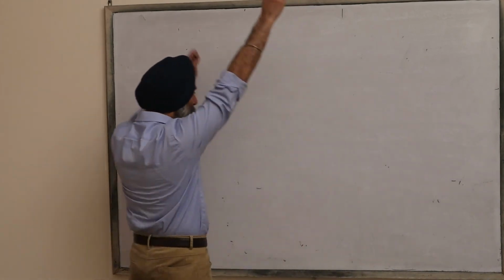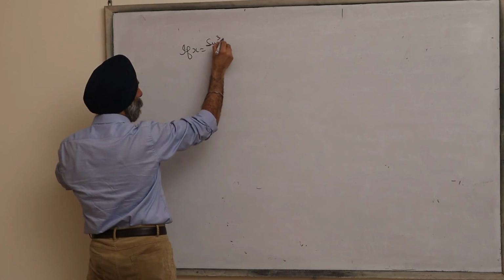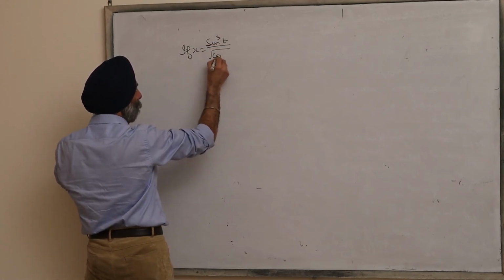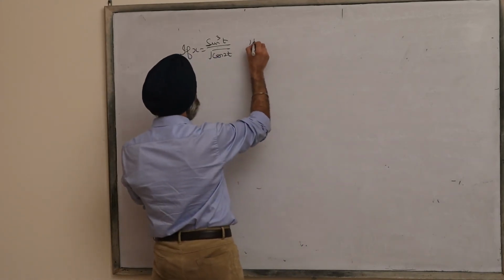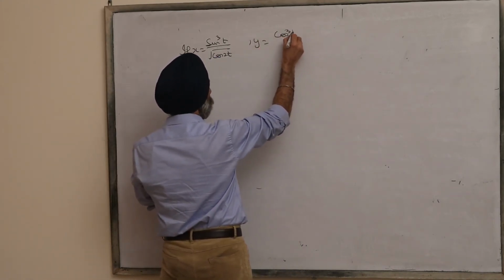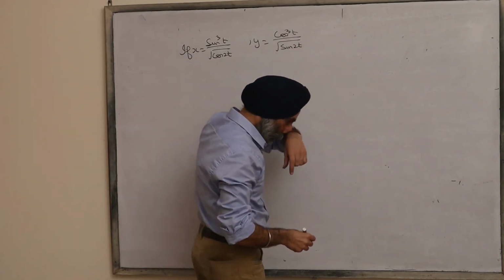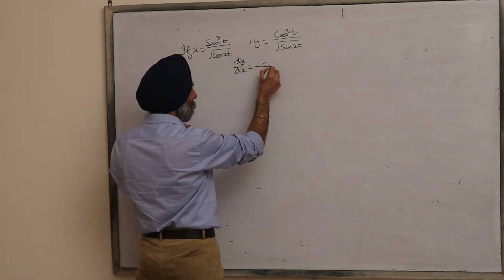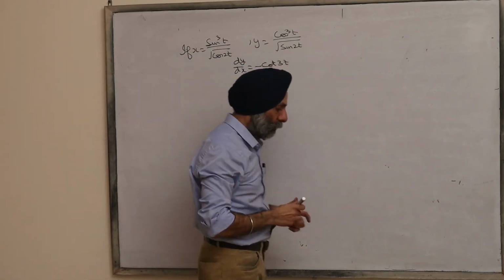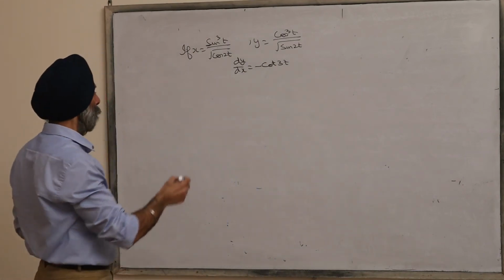Now next is, if x is equal to sin cube t upon under root of cos 2t and y is equal to cos cube t upon under root of sin 2t, then what we have to prove here is dy over dx is equal to minus cot of 3t. So this is what is required to be proved here.